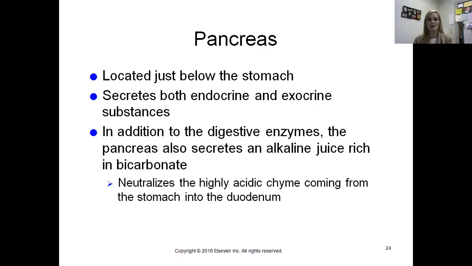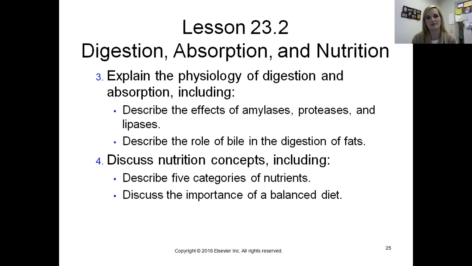I would know that the liver and the gallbladder are helping with creating bile, and bile helps with the destruction of fats, whereas the pancreas creates juices containing enzymes that are going to help to break that down.